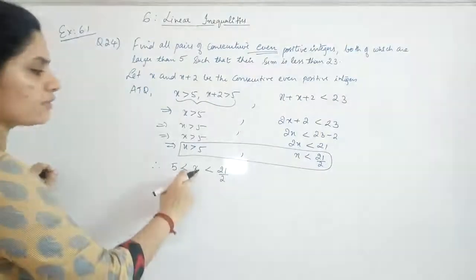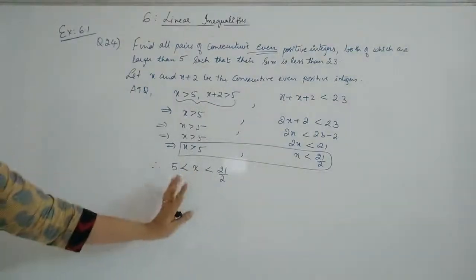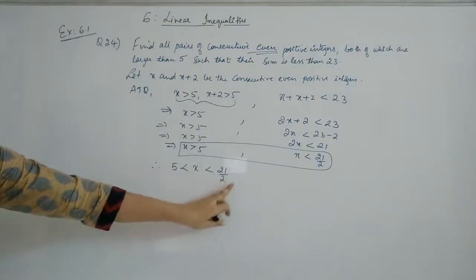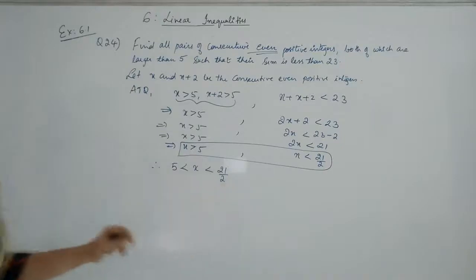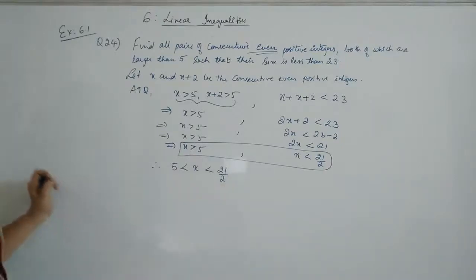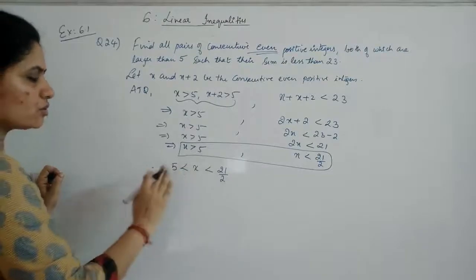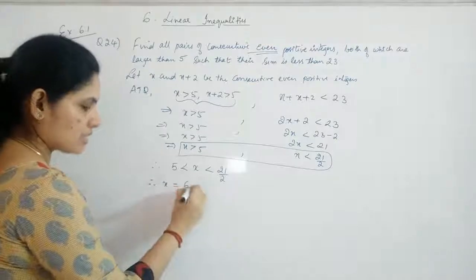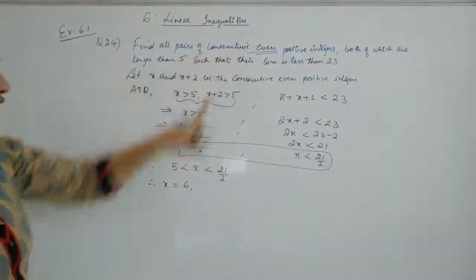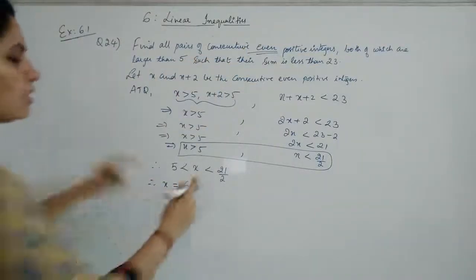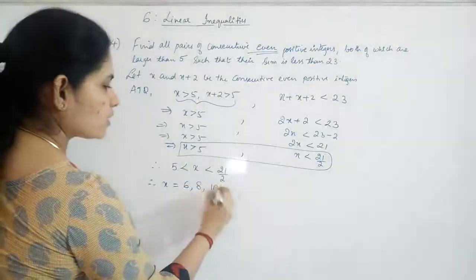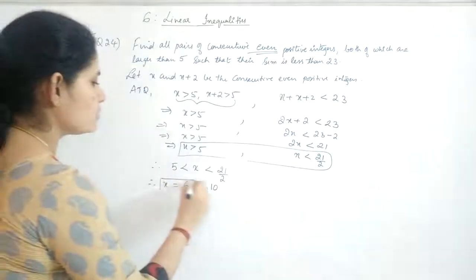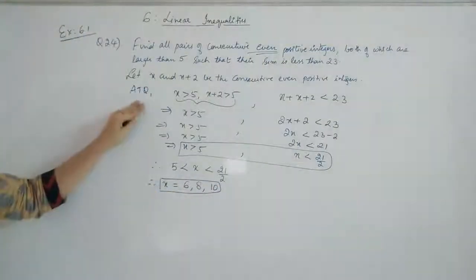Now you have to choose the value of x which satisfies both the conditions simultaneously. That means it should be greater than 5 and it should be less than 21 by 2. 21 by 2 is 10.5, so it should be less than 10.5. Okay, so the x values will be 6. Again, positive even, so you have to choose 6, then 7 no, then 8, then 10 also you can choose, because this number is 10.5. Okay, so these are the three values which satisfy the given inequalities.